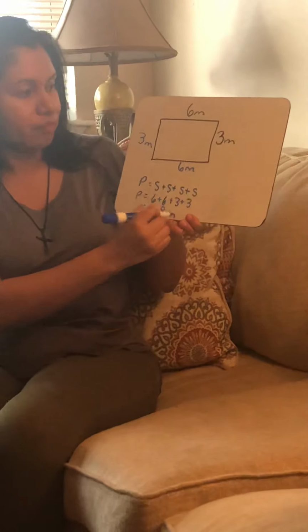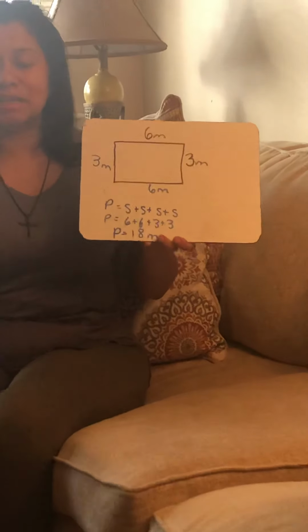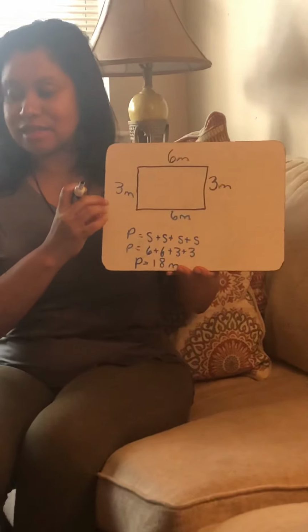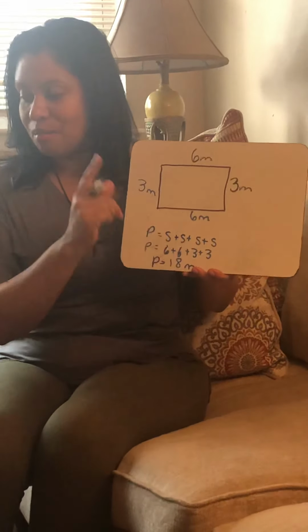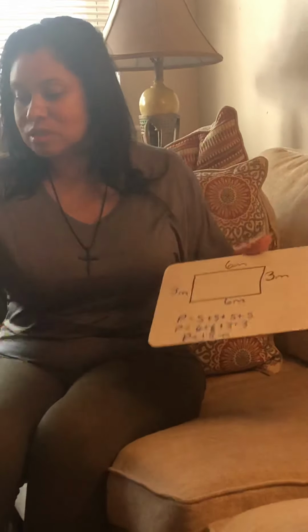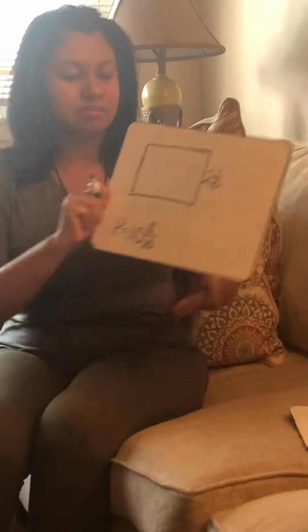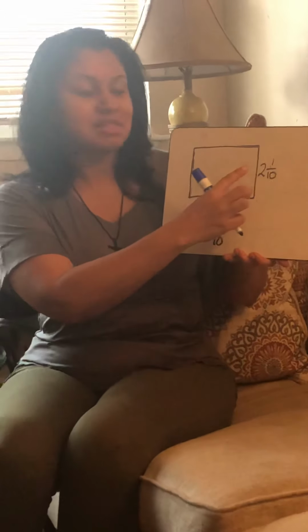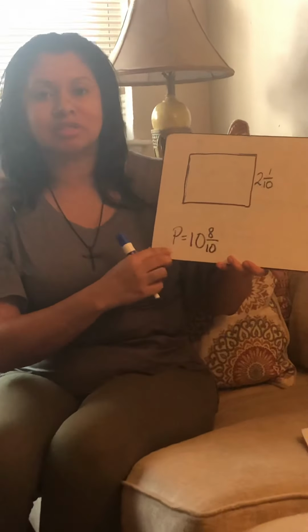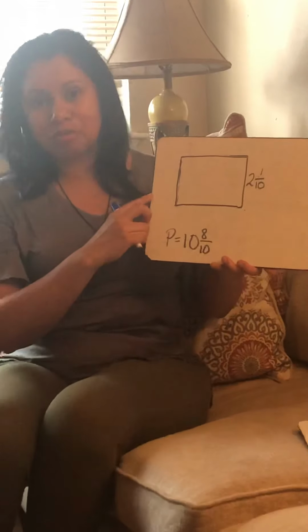Now, the problems in the assignment are not all this easy. You're going to be using fractions to add fractions, but there are also questions that don't give you both of the sides. They just give you one side and then they give you the perimeter. So I just want to go over how to solve this type of problem.